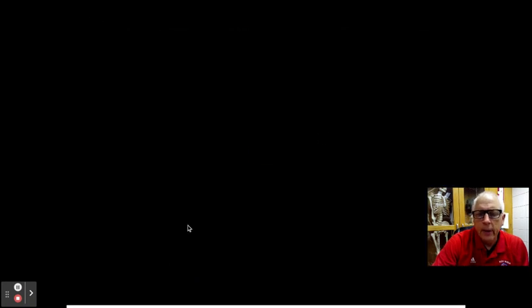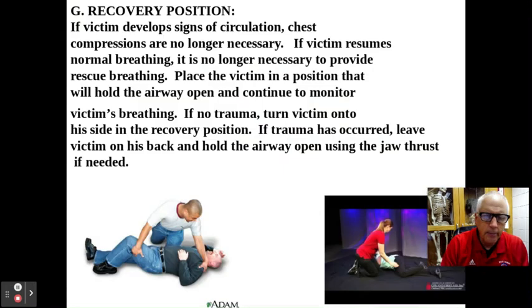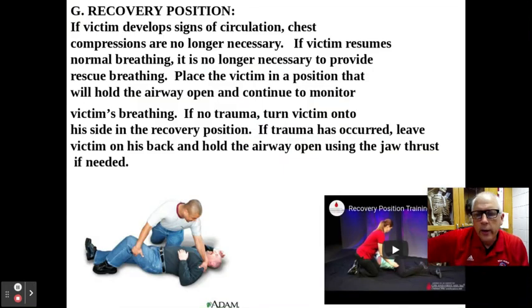Okay. If they would magically come around, I doubt it, but just in case, you can lay them on their side. If they have a head or neck injury, do not do that. But if they have no trauma and they seem to be okay that way, then you want to roll them on their side and let them breathe a little easier. Let me show you a quick video on that, and you can see what I'm talking about with that. All right.